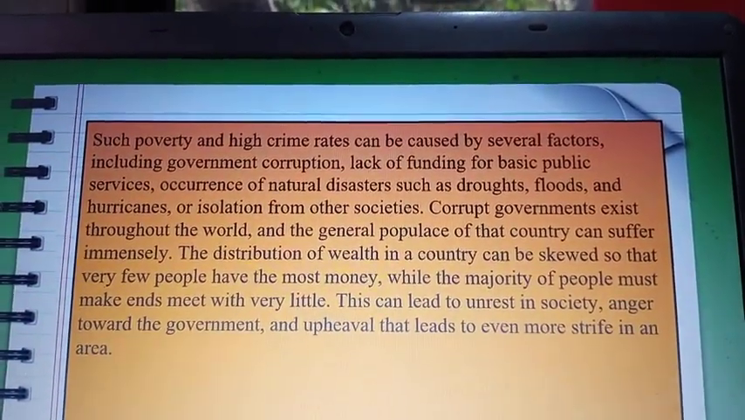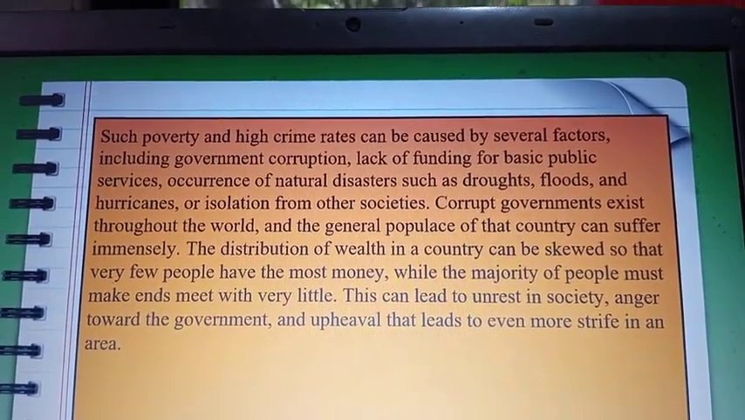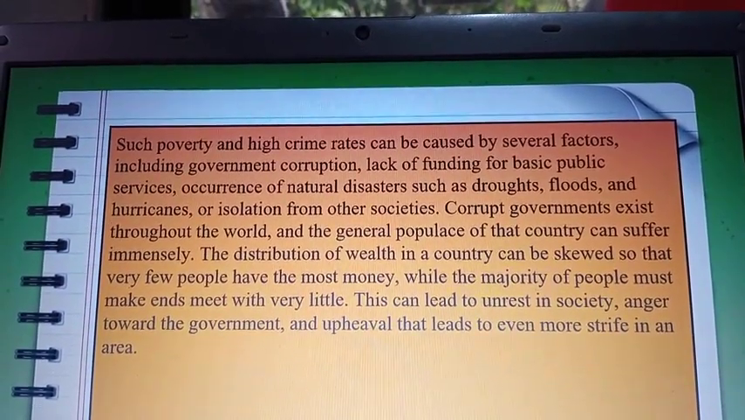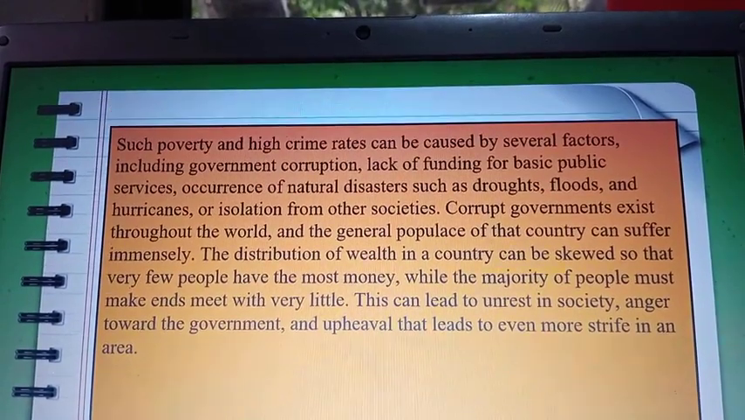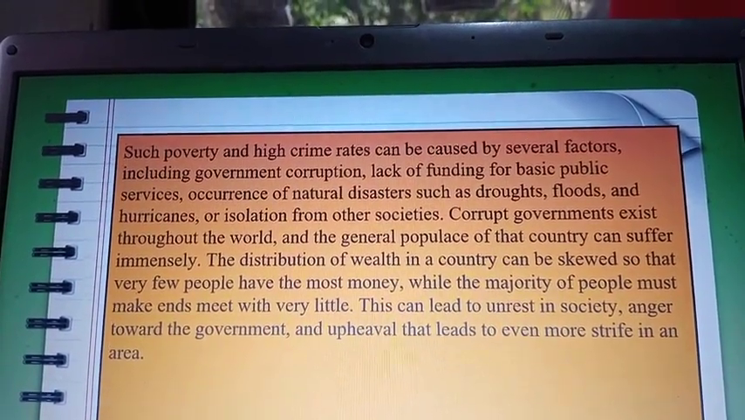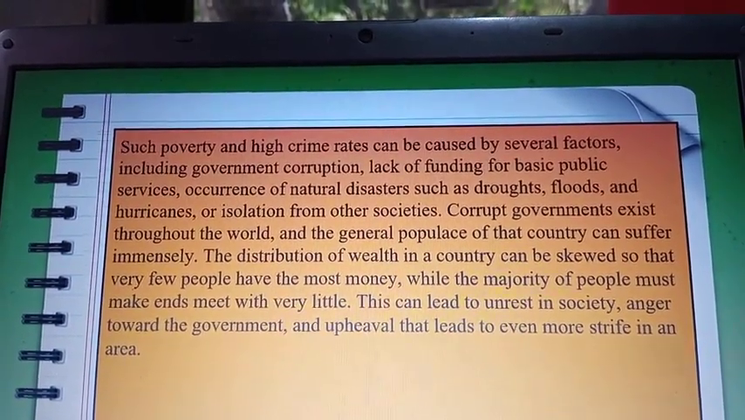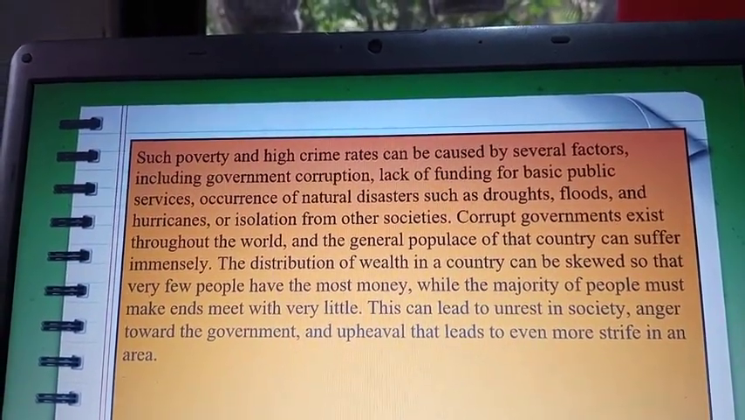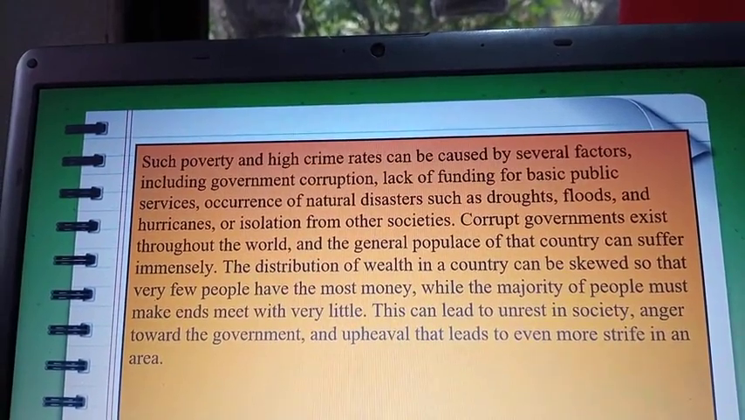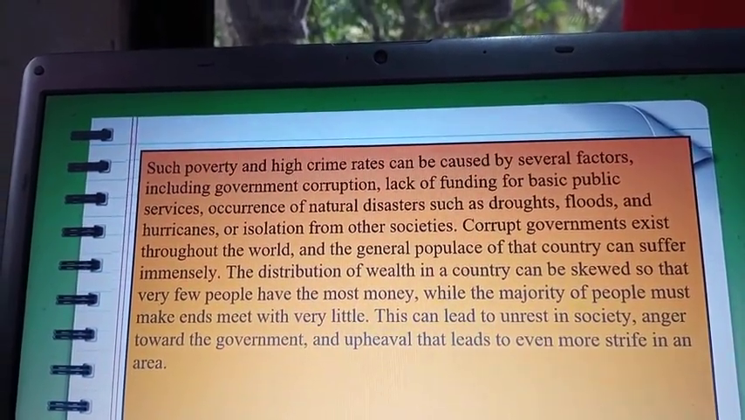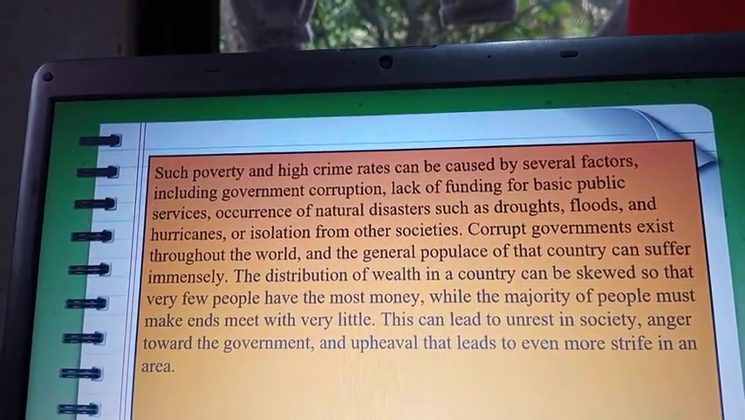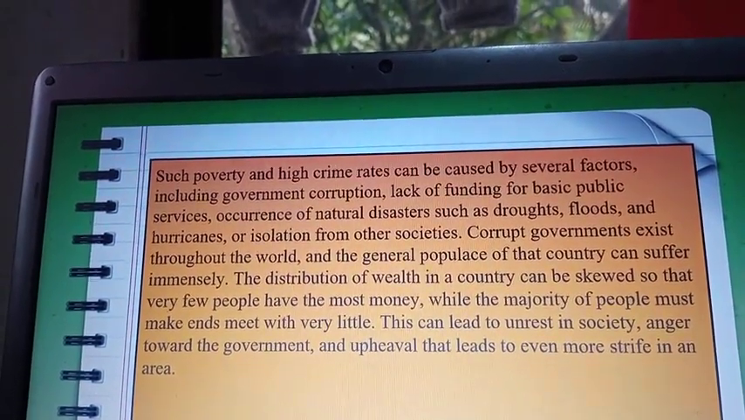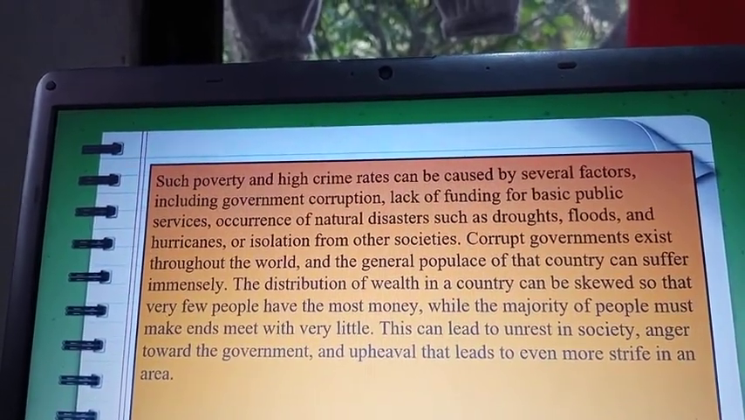Such poverty and high crime rates can be caused by several factors, including government corruption, lack of funding for basic services, occurrence of natural disasters such as droughts, floods, and hurricanes, or isolation from other societies. Corrupt governments exist throughout the world, and the general populace of that country can suffer immensely. The distribution of wealth in a country can be skewed so that very few people have the most money, while the majority of people must make ends meet with very little. This can lead to unrest in society, anger toward the government, and upheaval that leads to even more strife in an area.